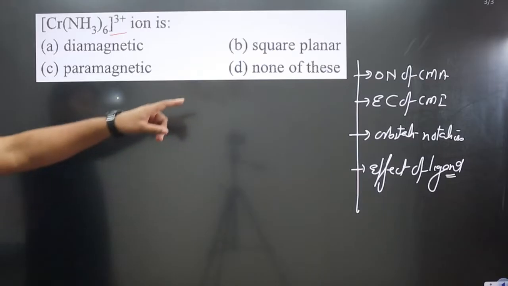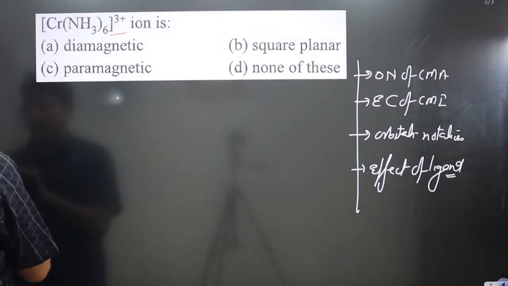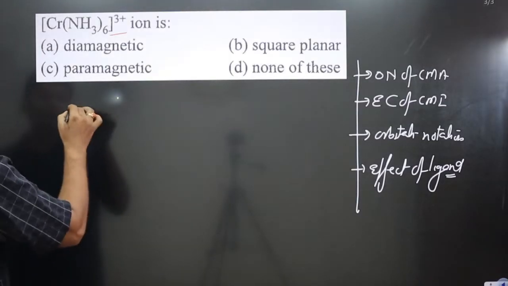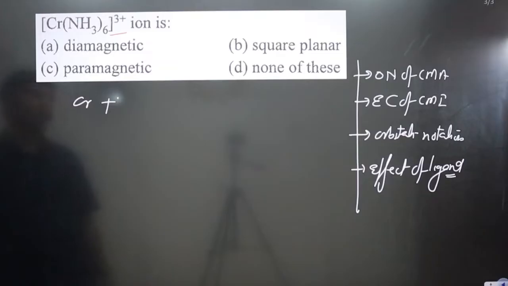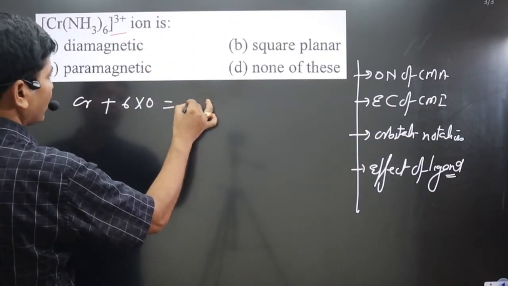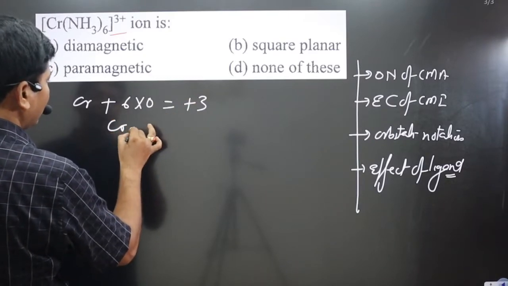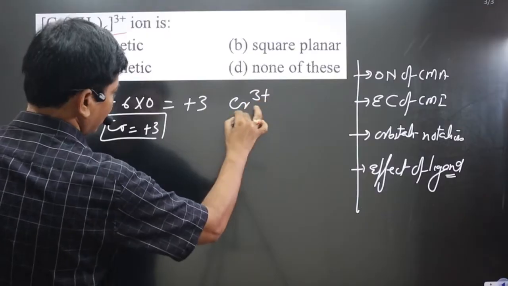The first step is to calculate the oxidation number of the central metal atom. This is the complex. We have Cr, and the ligands are neutral. Ammonia does not carry any charge, so it has 0 charge. And the overall charge is plus 3. Then Cr is present in the plus 3 oxidation state. So we got Cr plus 3.